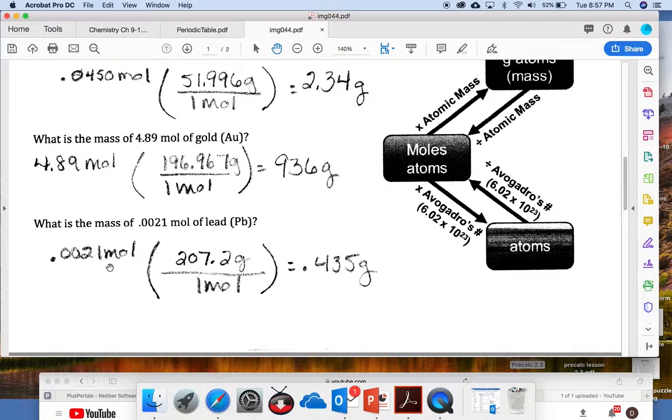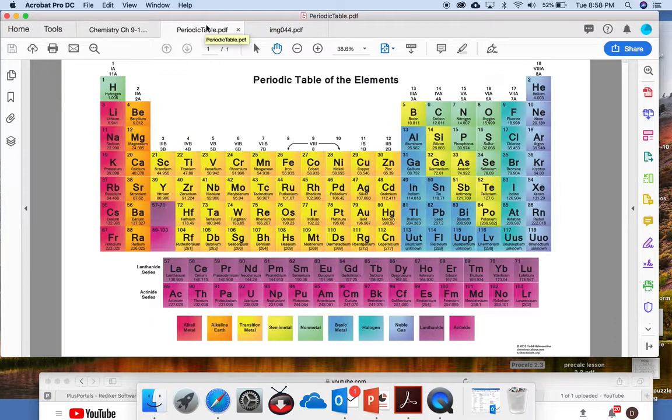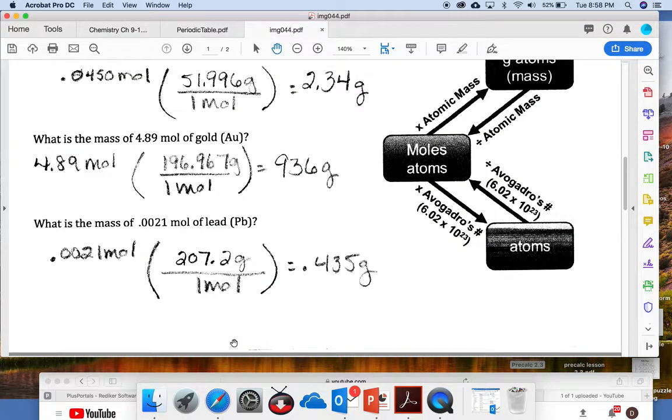Same thing for lead. 0.0021 moles of lead. I want to know how much mass that is. I know for lead, 1 mole is 207.2 grams. So here's lead, 207.2 grams. 0.0021 times 207.2 is 0.35 grams.